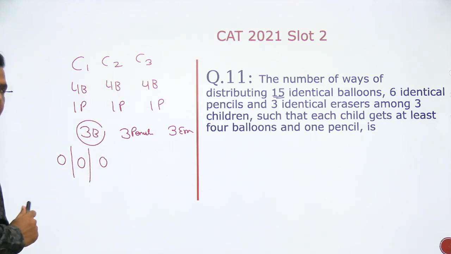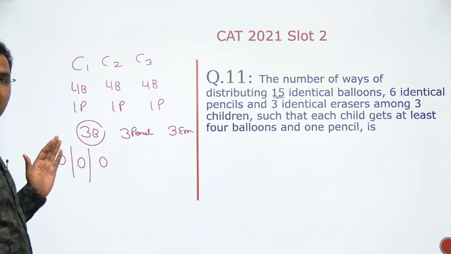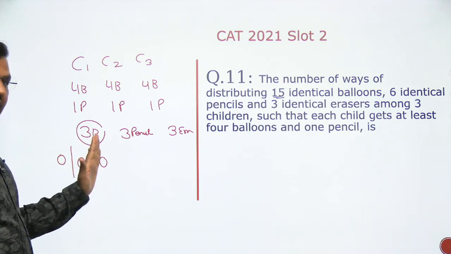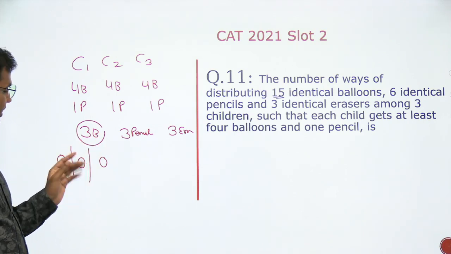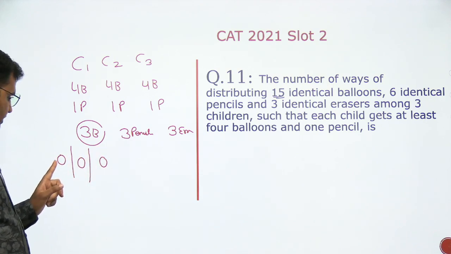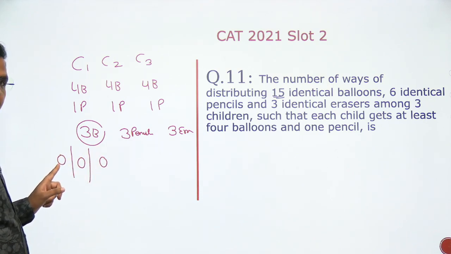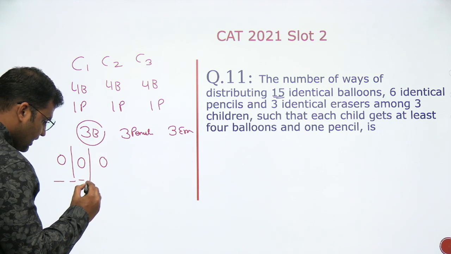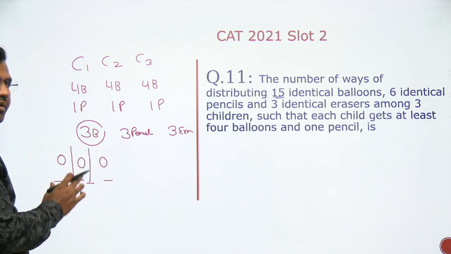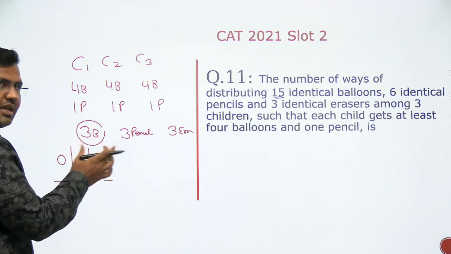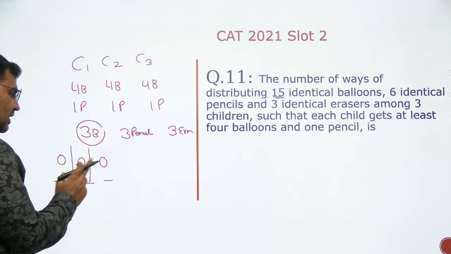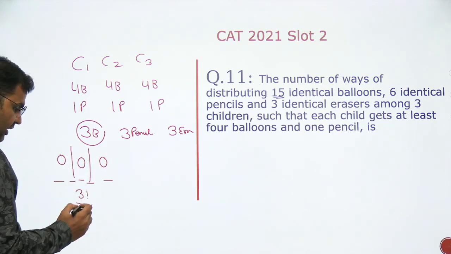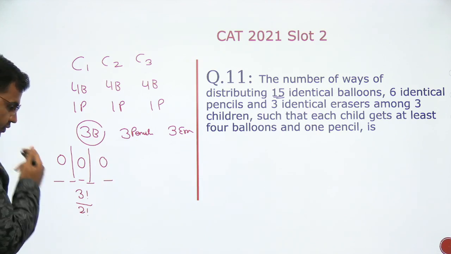So divide it into 3 parts. To divide 3 balloons into 3 parts, I will have to cut it twice with bars. Now you see that two bars will distribute 3 balloons in 3 parts: 1 part, 2 part, 3 part. Meaning first child gets one, second child gets one, third child also gets one. Now, if I arrange these among themselves, this will give me the total number of ways of distributing the balloons over 3 children, right? So in how many ways can you arrange it? 3 identical balloons and 2 identical bars.